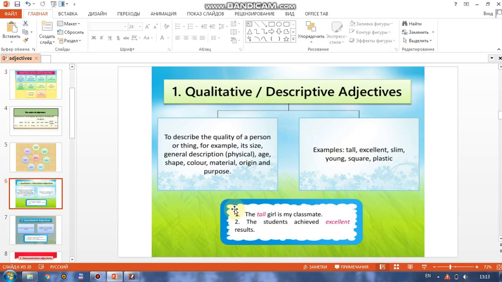Let's see this example in the sentence. The tall girl is my classmate. The students achieved excellent results. Tall here is a physical description. Excellent here is a general description for things.